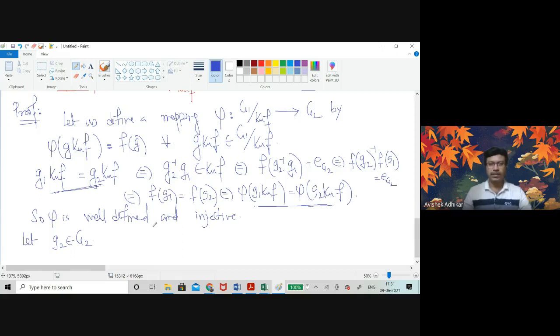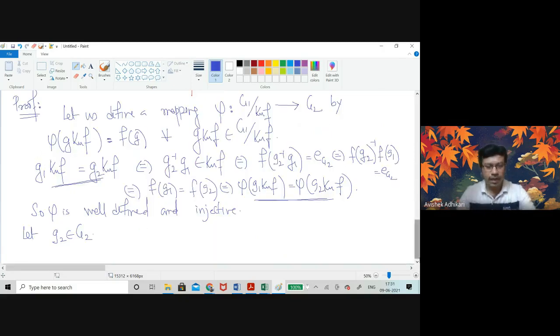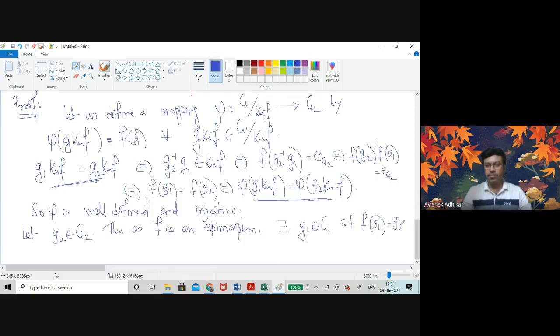Any idea, any guess? Note that you need to use the fact that f is given, and what is f? f is an epimorphism. Now, this is playing an important role. So, you have taken some element from G2, then as f is an epimorphism, there exists some G1 belonging to capital G1 such that f of G1 equals G2.